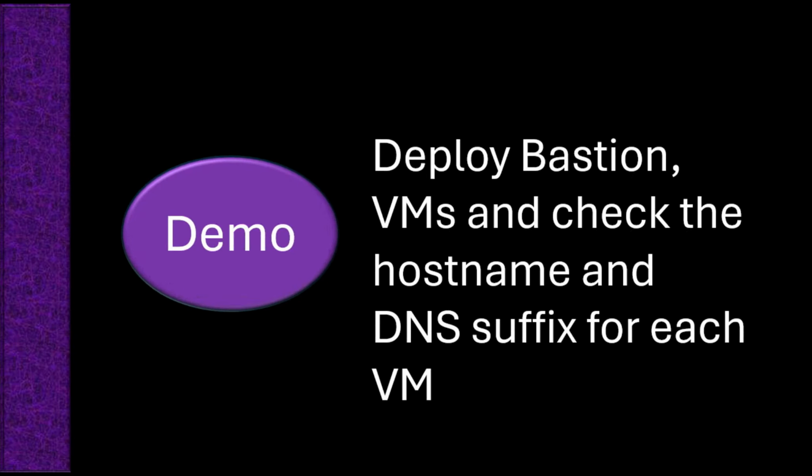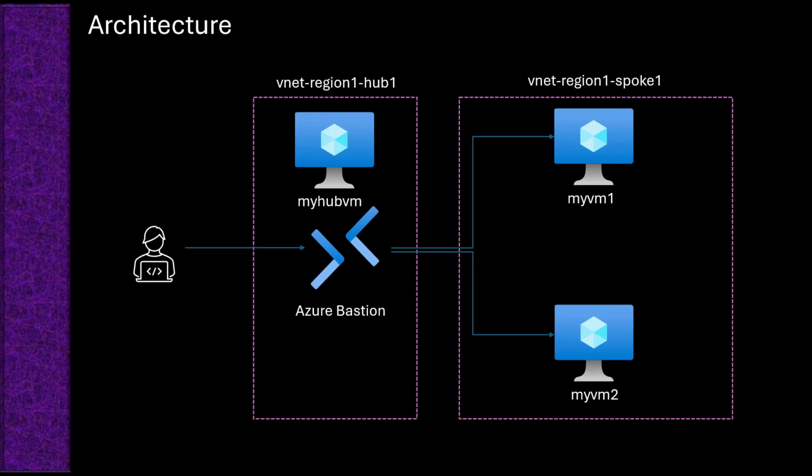In this video, we are going to deploy two Azure VMs in the same virtual network and one in the hub network. Then check the hostname and DNS suffix for all the VMs. We will then use DNS names to connect to each other. Let's discuss the scenario first.